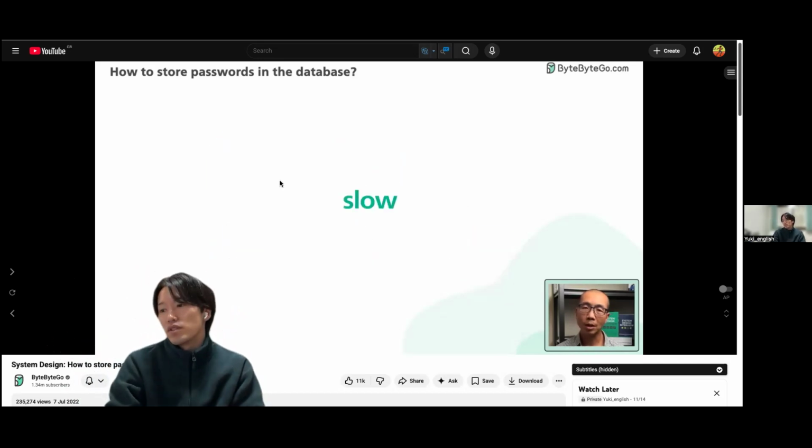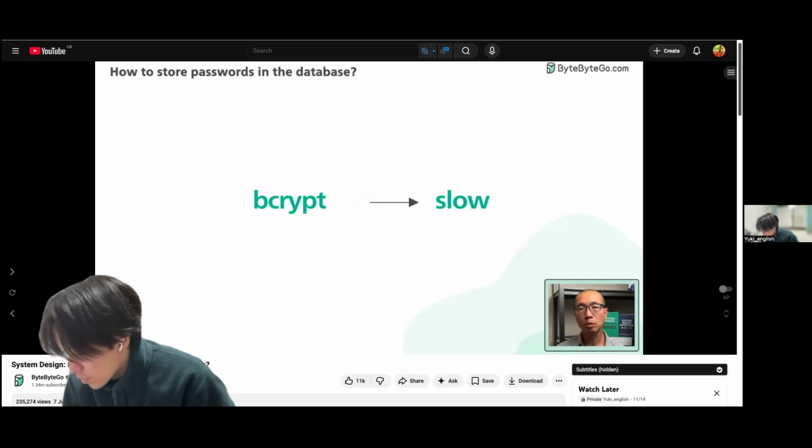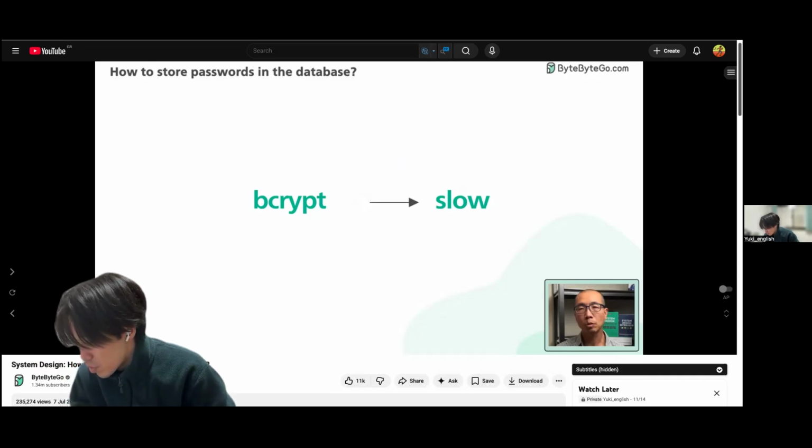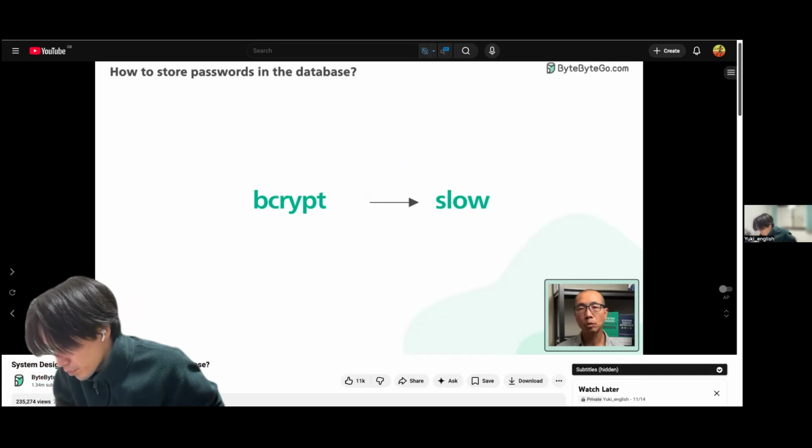These are sometimes characterized as slow functions that use more resources to compute. They are sometimes characterized as slow functions that use more resources to compute. This makes brute force attacks unattractive.